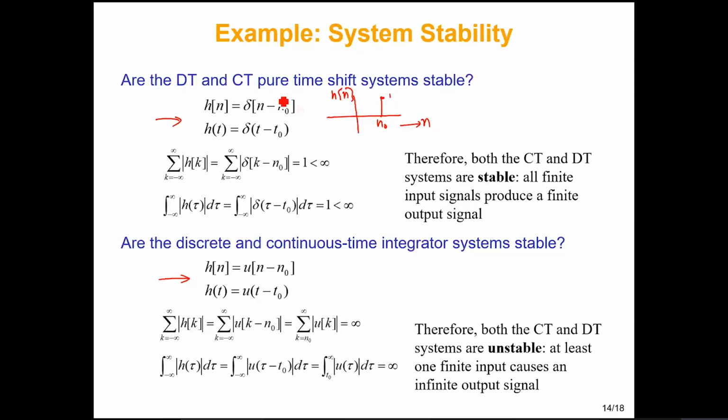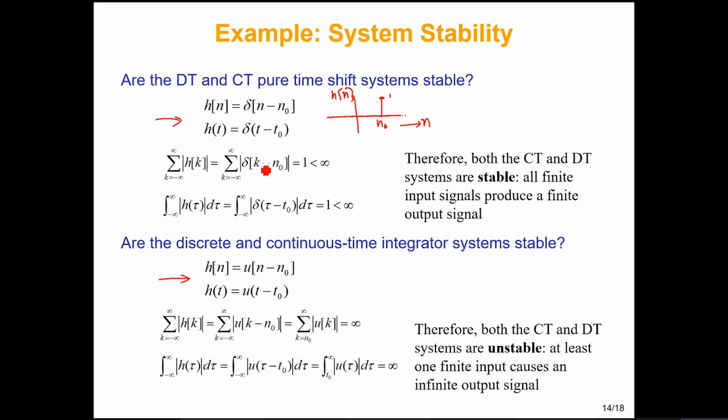So if you want to check whether this type of system, having an impulse response which is a single impulse, is stable or not, all we need to do is take the summation of h of k. That means summation of impulse. Now if you have summation of impulse for k equal to minus infinity to infinity, we know that this impulse has value only at n equal to n naught. At all other points this value is 0.